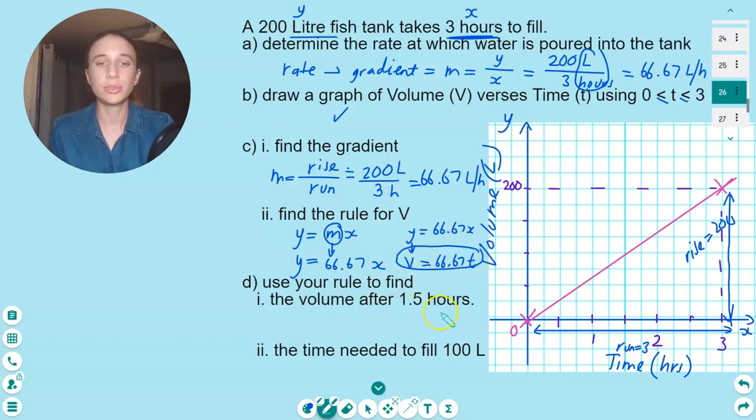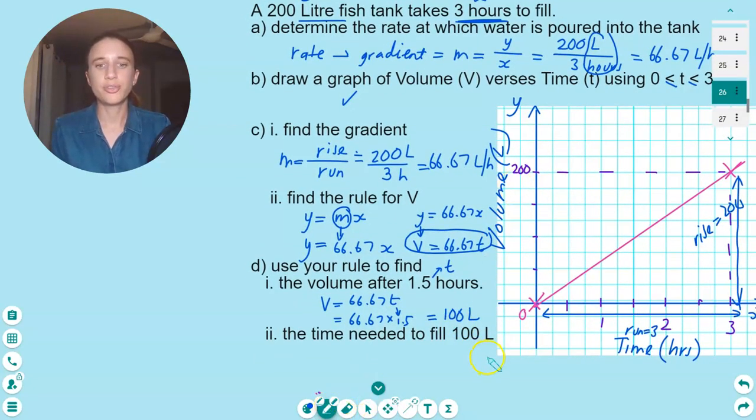And now we're going to use that rule to find the volume after 1.5 hours. So V equals 66.67 T, which is 66.67 times, we are given T, so let's substitute it, 1.5. 66.67 times 1.5 gives me 100.005, but let's just say 100 to 2 decimal places. And our units of volume were liters.